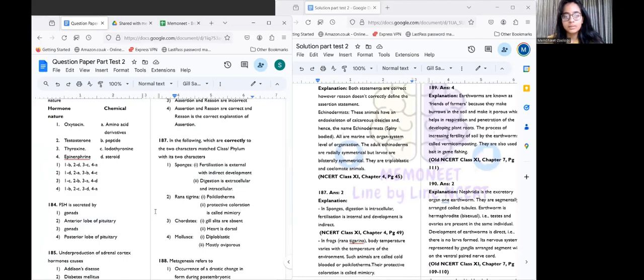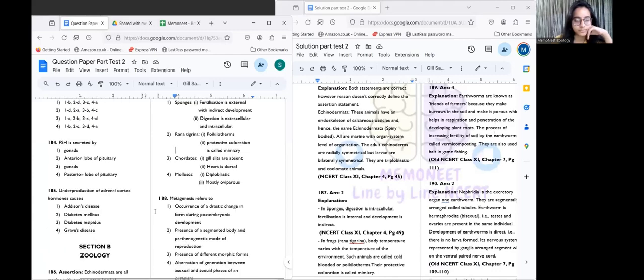The body temperature of frogs varies along with the temperature of the environment. So they are known as poikilotherms, which is basically their body temperature changes along with the surroundings. Whereas human beings are not poikilotherms, right? Their body temperature remains constant no matter what the environmental temperature. Frogs are poikilotherms. They have a protective coloration, and that is known as mimicry, right? So the answer is 2.